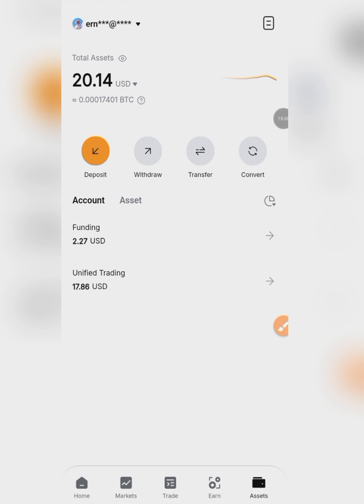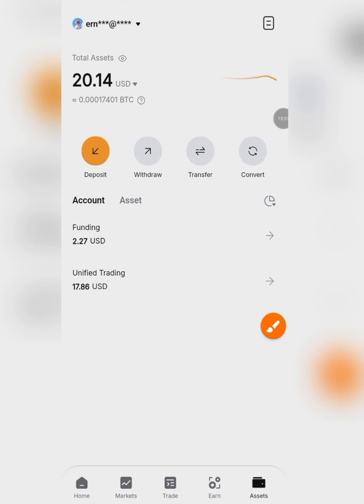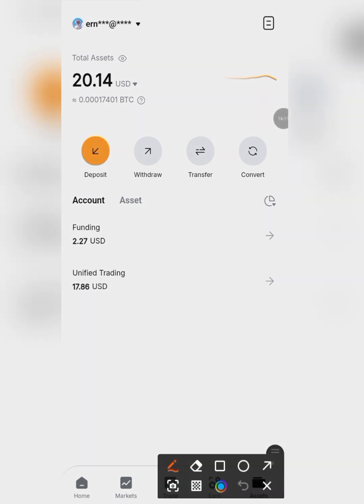Okay, so now if you look into your wallet or your asset, you'll see there are two types of account there. We have the funding account, this one, and we have the unified trading account. Now this funding account is an account where you receive money whenever someone transfers money into your centralized exchange. Whenever someone makes a transfer or whenever you make a deposit into this very exchange, the money comes to your funding account. This is where the money comes to stay.